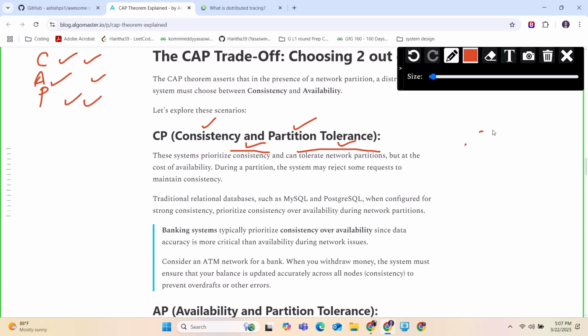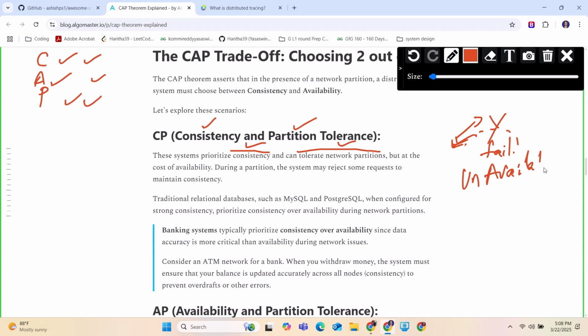So if a failure happens, then only this network partition will happen. At that time, if it has failed, obviously it is rejecting some requests. That means it is losing availability, so it is unavailable. Okay, but it is consistent.